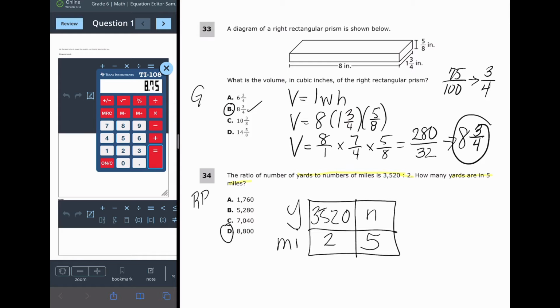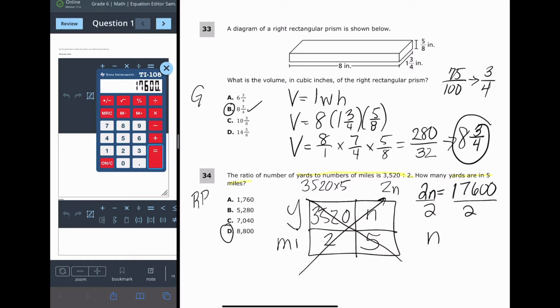So for this one, we're going to do our cross products. So I have 2 times the number is equal to 3,520 times 5. All right, let's do this math out so we actually have it. So we have 2n is equal to 3,520 times 5, which is 17,600. And now I'm going to divide both of these by 2. And we get n is equal to 8,800 miles.